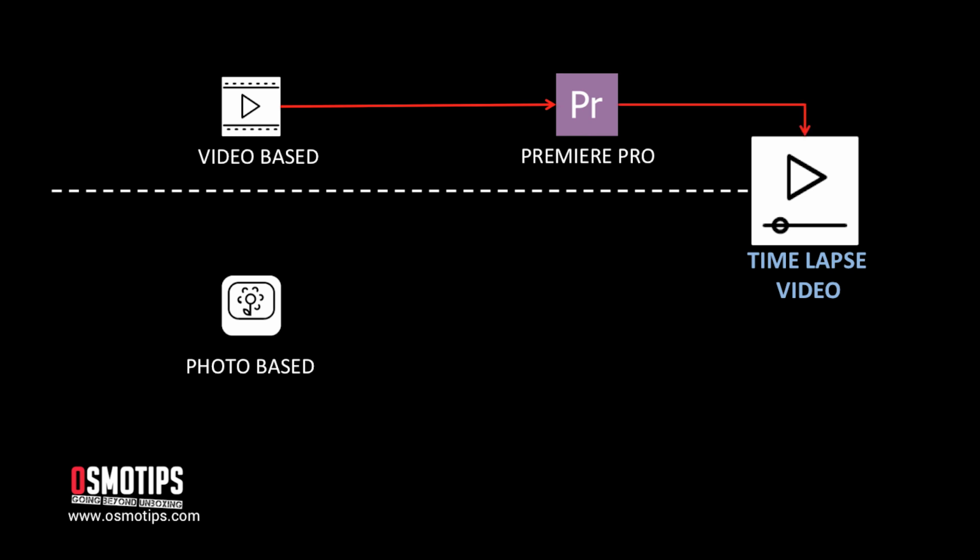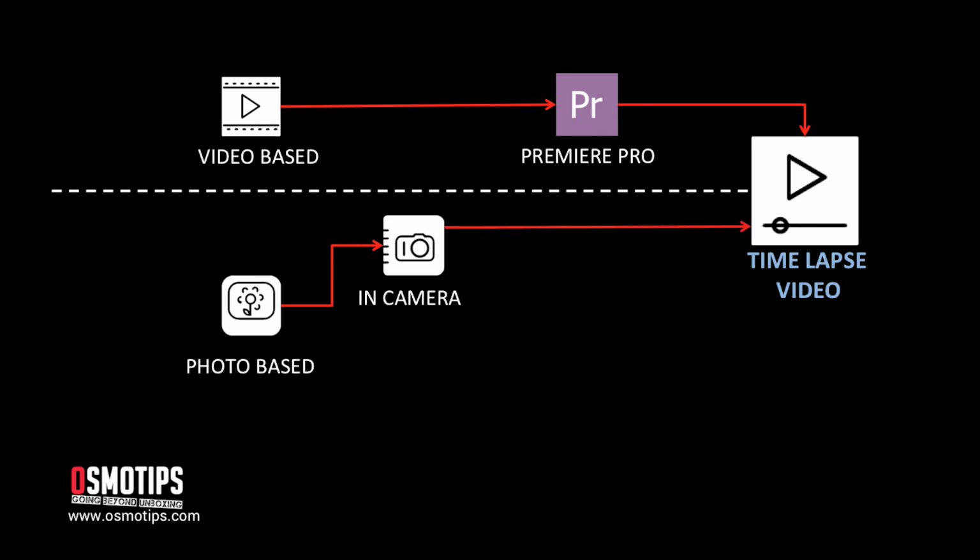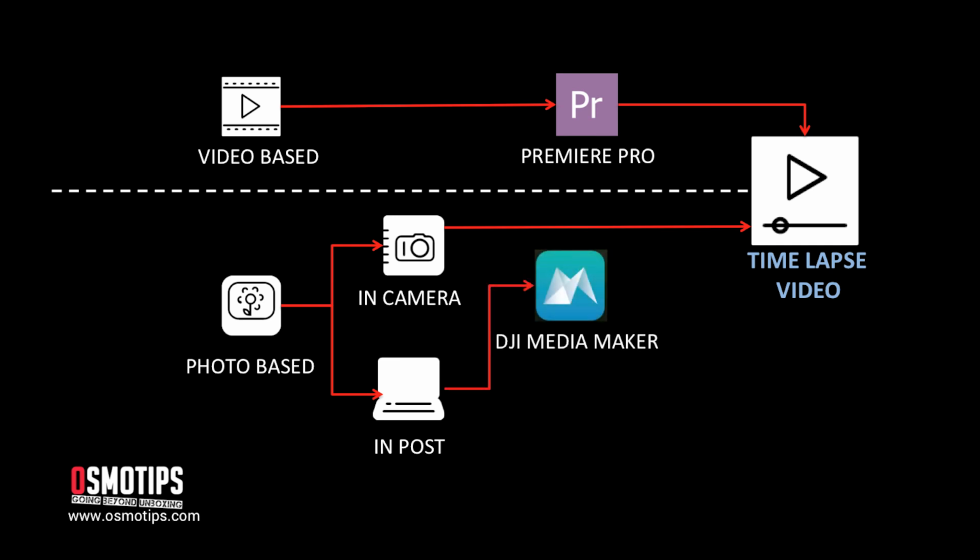The next option is a photo-based option where you start off with a sequence of photos that have been shot on the DJI Osmo, and then they are processed in camera. The DJI Osmo actually processes these photos to create the time-lapse video. The next option again is photo-based. You take a sequence of photos, but then take them through additional steps in what we call post-production, which is typically on a computer.